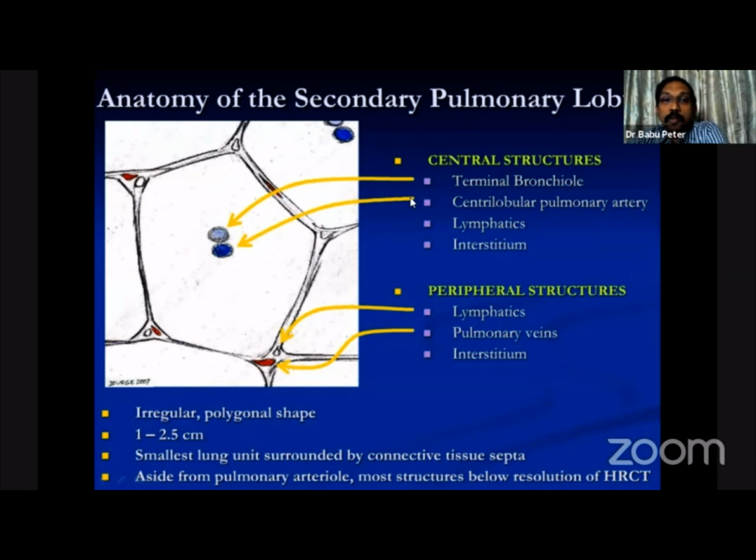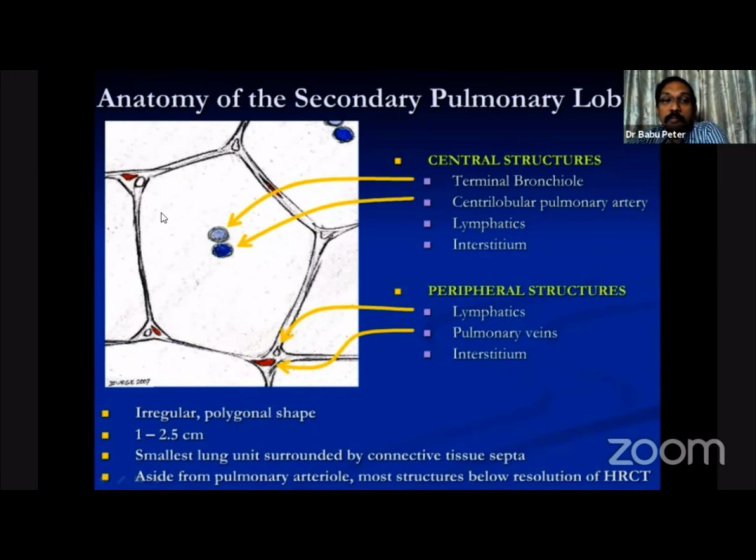The secondary pulmonary lobule is the basic unit of the lung in HRCT. By definition, it is irregular or polygonal in shape. It is about 1 to 2.5 centimeters. It is defined as the smallest unit of the lung which is surrounded by connective tissue septa. The central structures that are seen are the terminal bronchioles and the centrilobular pulmonary arteries. And it is surrounded by the peripheral structures, which include the lymphatics, pulmonary veins, and the interstitium. In HRCT, what we can usually visualize is the centrilobular pulmonary artery. Most of the other structures are below the resolution of the HRCT.